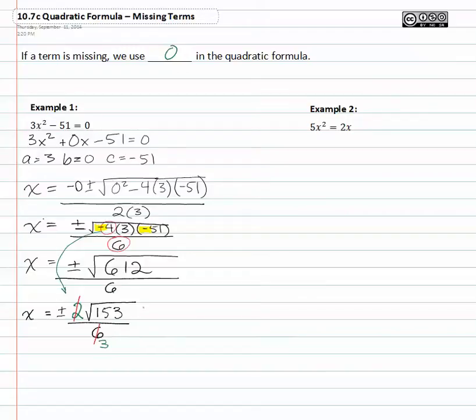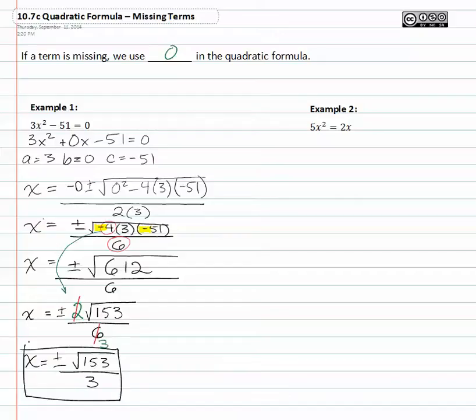Now it's reduced. 153, you're not going to get anything out of there. 153 is not a perfect square. It doesn't have a factor that we can pull out that would be common to 3, and so we've reduced it. So our final answer is x equal to plus or minus square root of 153 over 3. And that's your final answer.